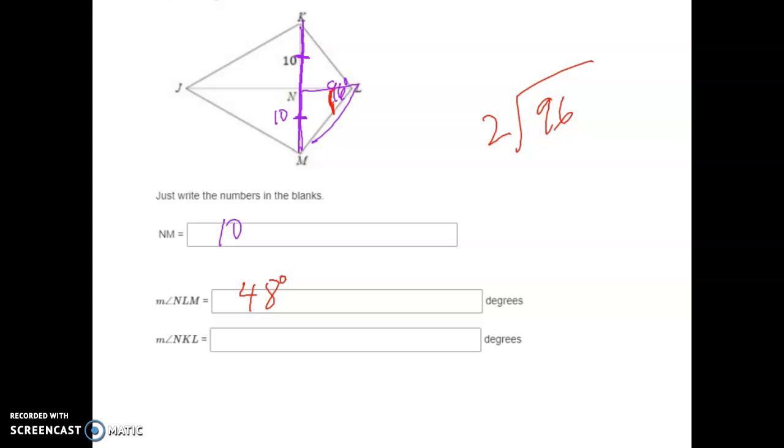Last question here. The measure of NKL is right here. Okay, I thought I had run out of time, but I didn't. Okay, so the measure of NKL is right here.